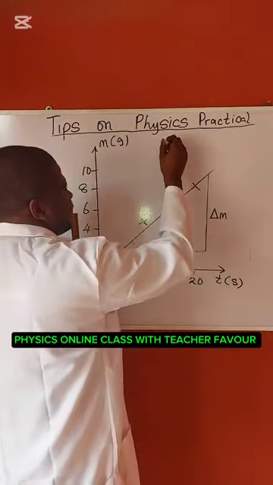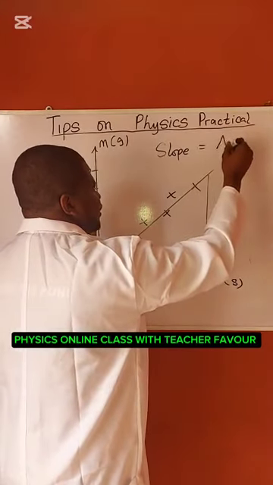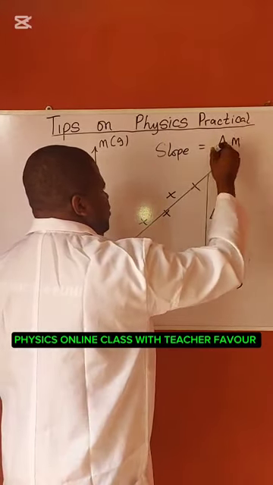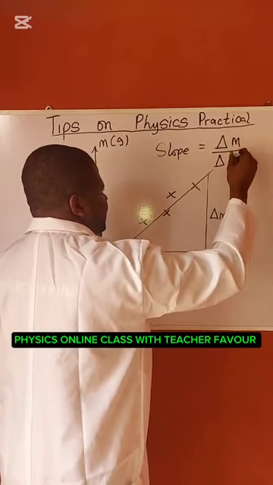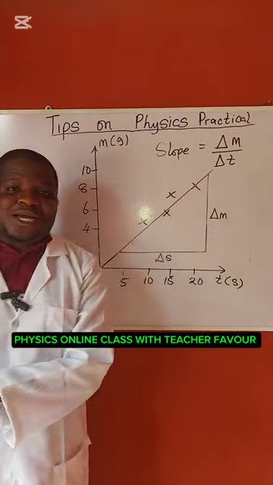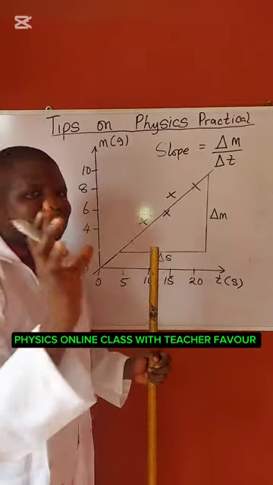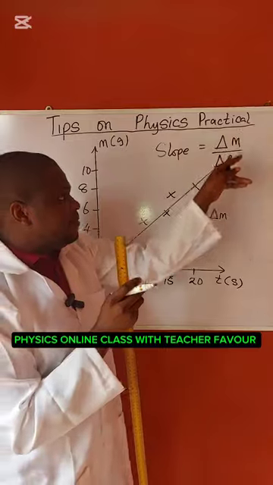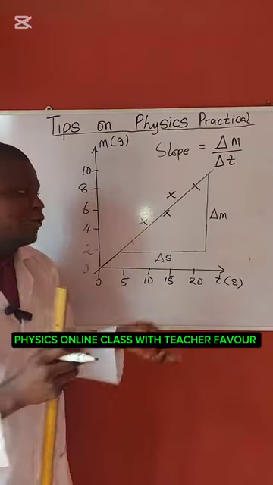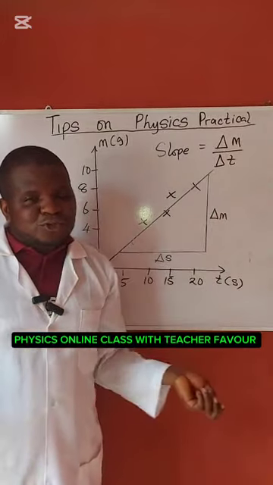Slope is simply change in M over change in T. You don't just write change in X over change in Y just like in mathematics. No, use the parameters that are given to you. If it is change in M over change in T, that is what you're going to write. If it is change in D over change in T, that is what you're going to write.